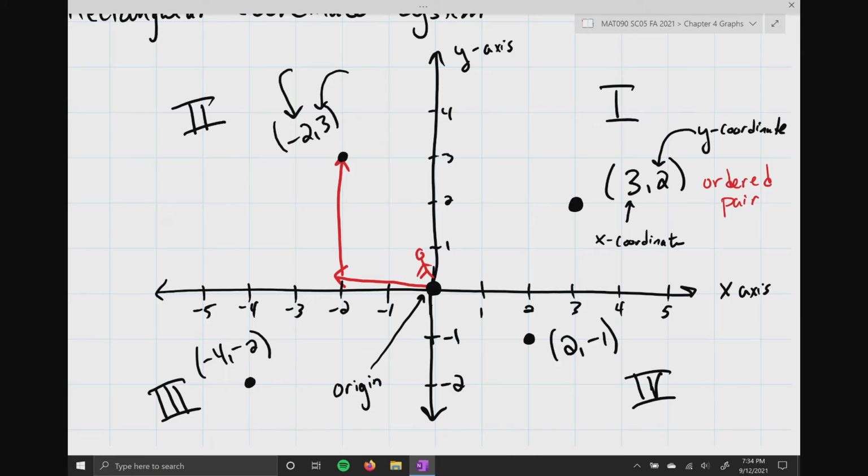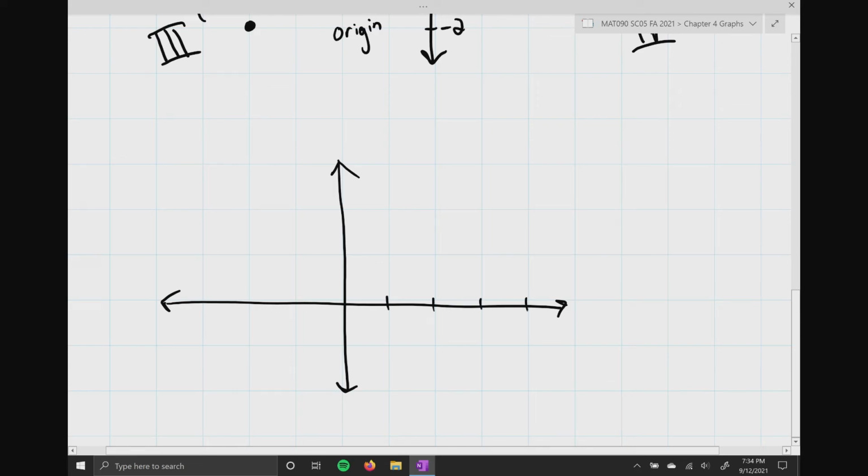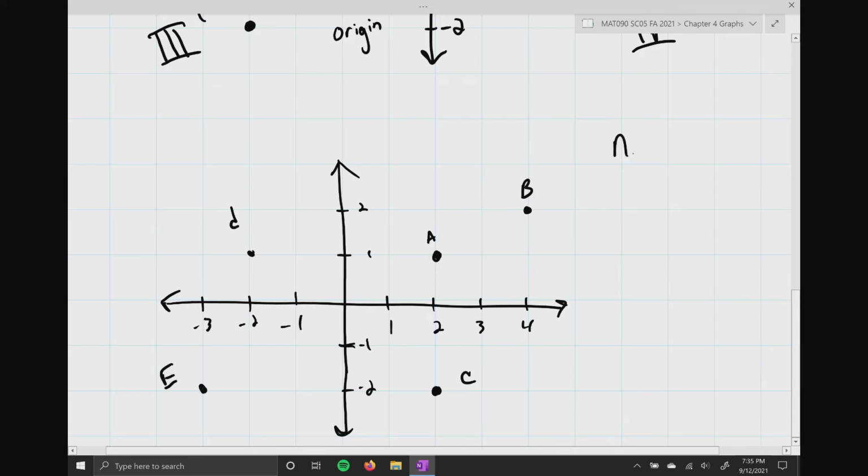So what I want to do real quick is just give an example here. So let me go ahead and draw my rectangular coordinate system. We label some things real quick. 1, 2, 3, 4. -1, -2, -3. 1, 2, and I'll extend this down a little bit. -1, -2. And all I want us to do is just label the ordered pairs.